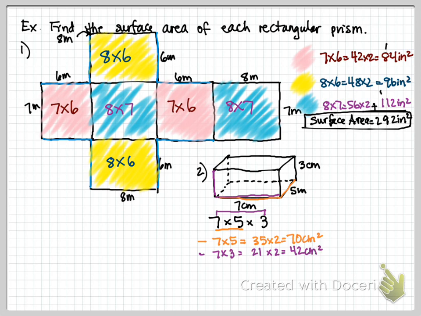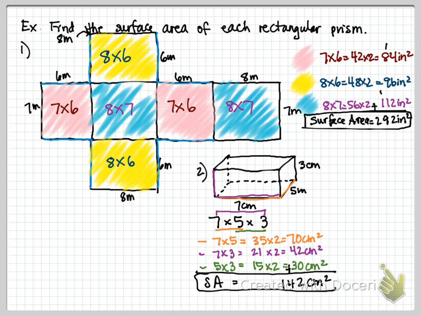Okay, and last but not least, we're going to pair up the 5 and the 3. This is the only way that we can take 3 numbers and put them together. So the product is 15, but we've got 2 of them, so that gives me 30 square centimeters. And then all we do is add them up for surface area. So surface area is equal to the sum. We get 70, 42, and 30, which is 142 square centimeters.